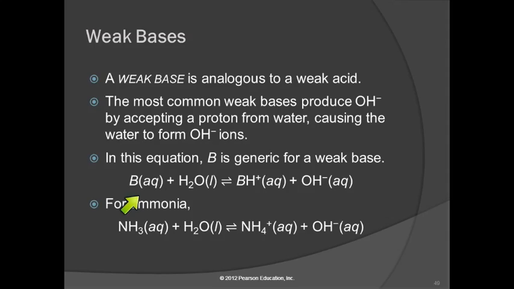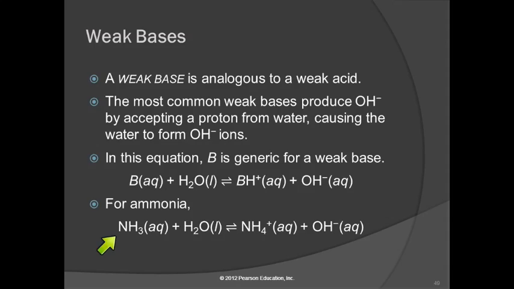So the generic formula is B, where B is some weak base, reacts with H2O. H2O acts as the acid, donates a hydrogen ion to the base. The base accepts it. Bases take the baby and watch it, right? And so this becomes BH plus and OH minus, and this is how it produces hydroxide ions in solution.